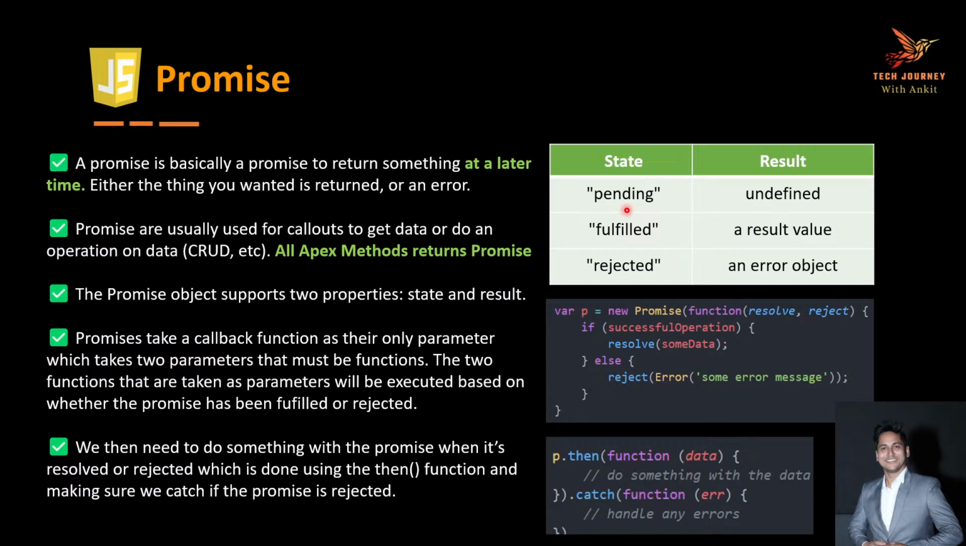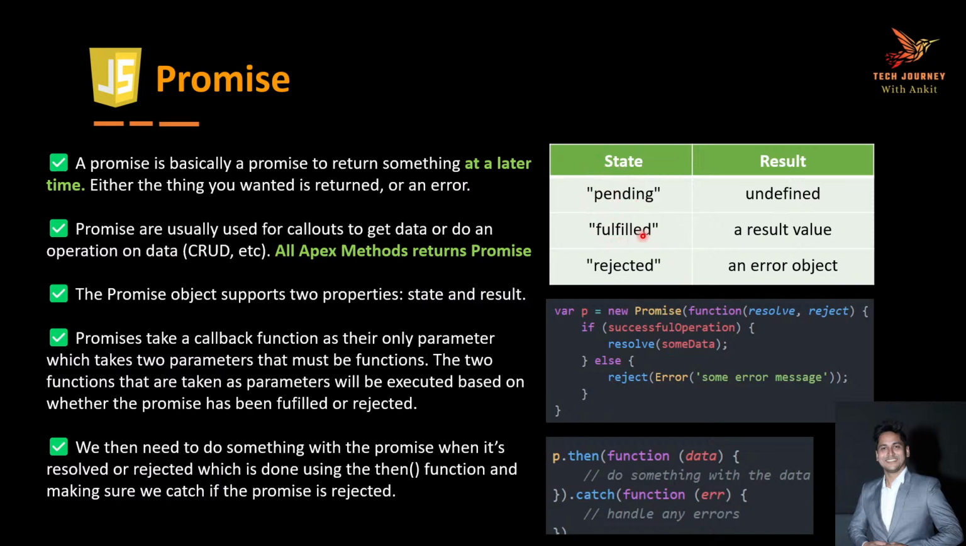Now my Apex call is successful. I am getting the successful response from my Apex. My promise will be in the fulfilled state. If my Apex call is throwing an error, my promise will be in the rejected state. So by default, the promise goes through these three states: pending, fulfilled, and rejected. Based on the server response, it will either go into the fulfilled state or the rejected state. But whenever we are submitting the promise, it will be in the pending state.